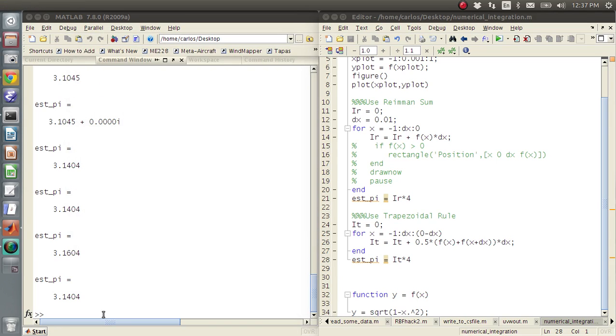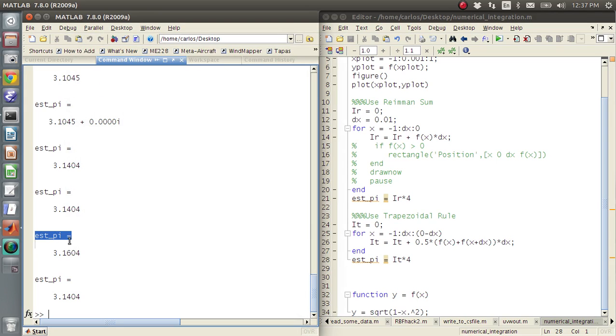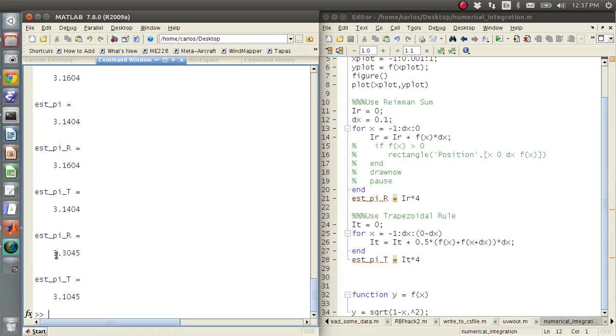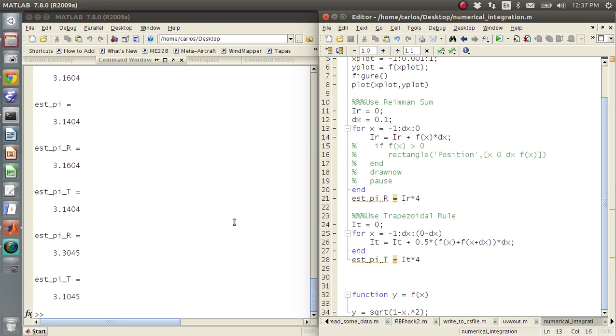We should see, yeah, see here now, the Riemann sum is 3.16, but the, and here let's do estimate pi, Riemann, and then estimate pi, trapezoidal. And so you'll see the trapezoidal rule is more accurate, and we can see that here. See, Riemann sum is doing really bad, 3.3 versus 3.1. So there we go. So that's really why. It's because of that symmetric dome.